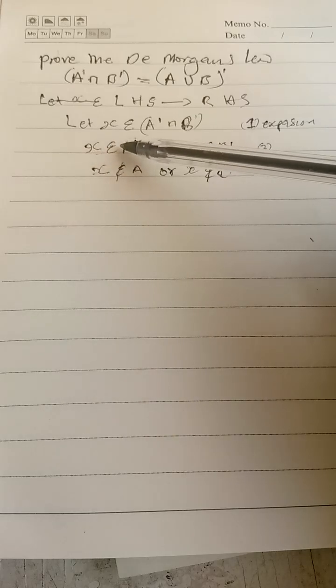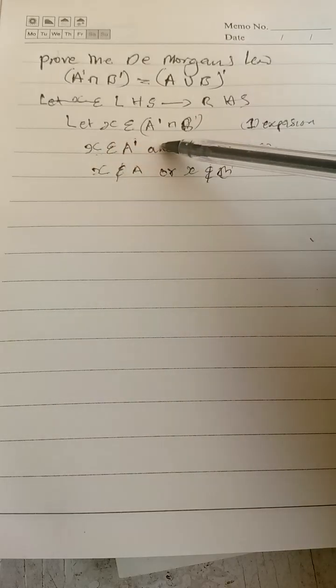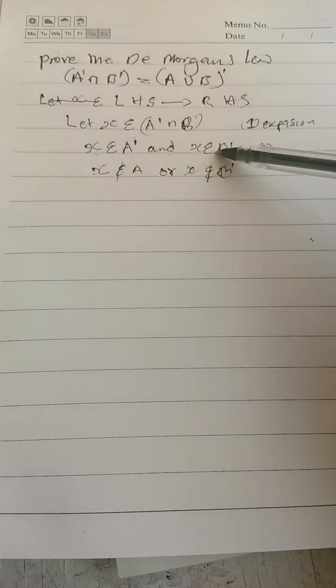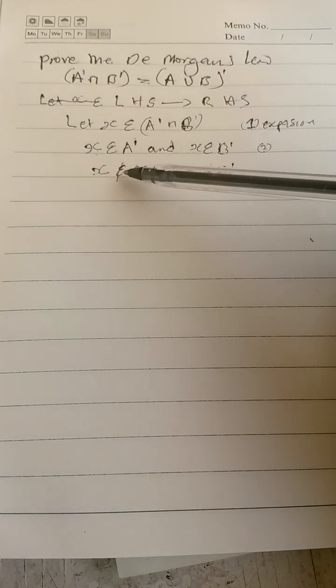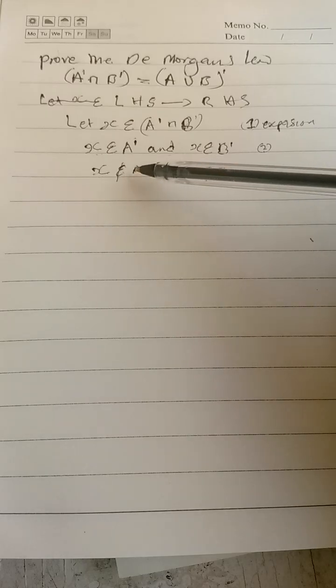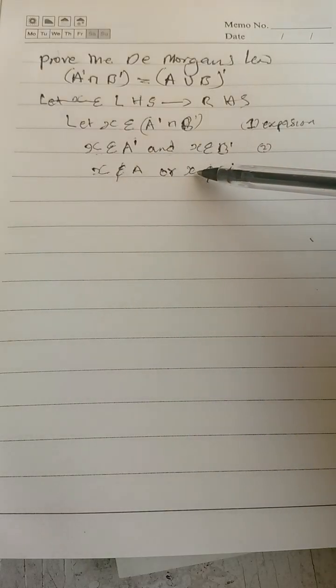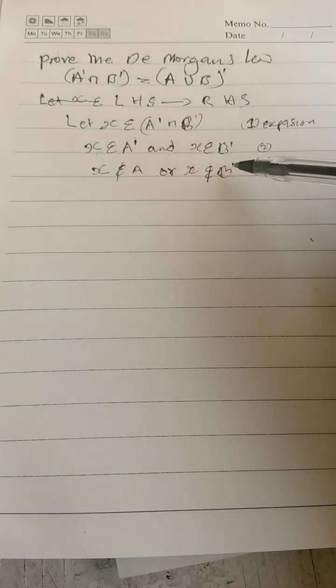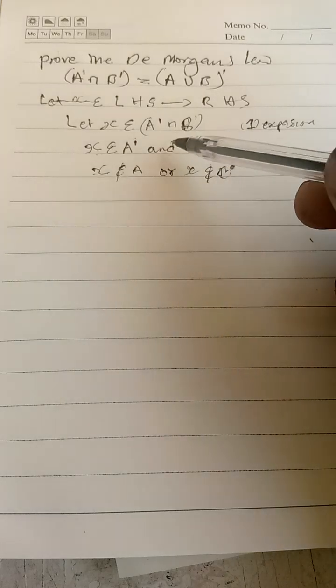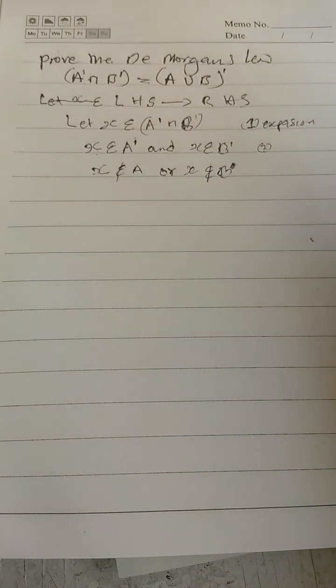So x is a member of everything outside A, and x is a member of everything outside B. But here we mean x is not a member of anything inside A, or x is not a member of B. Sorry, I'm not supposed to put the complement here since we have changed the meaning. I hope you get it clear. Let's say it again.